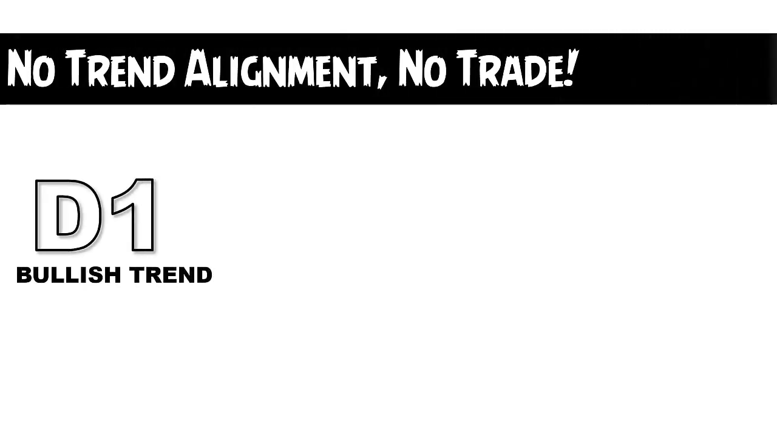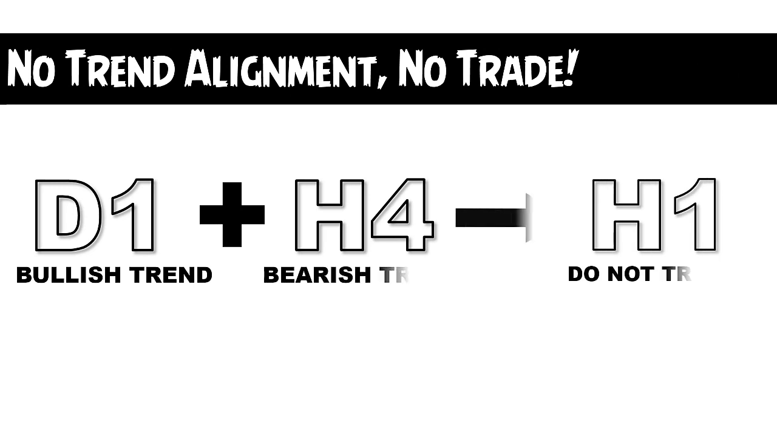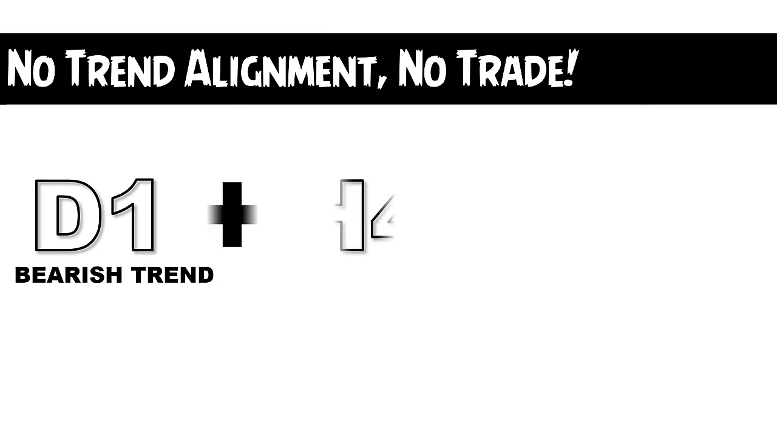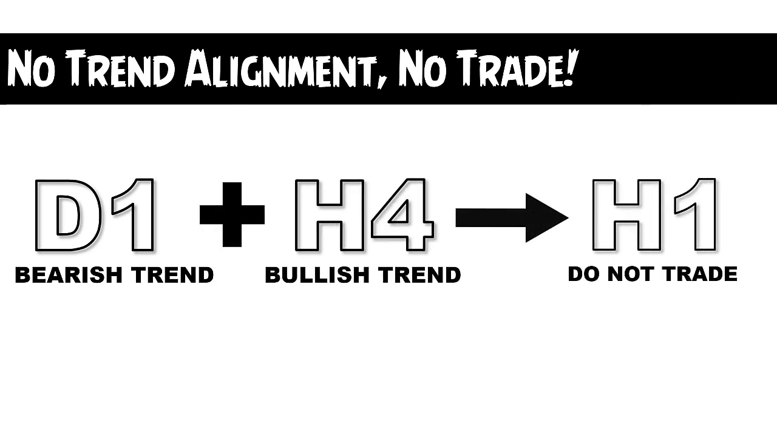However, if the direction of the trend on the daily time frame of a currency pair is bullish and the direction of the trend on the 4-hour time frame of that same currency pair is bearish, we're not allowed to crank down to the 1-hour chart of that currency pair to look for forex trade setups. In the same vein, if the direction of the trend on the daily time frame of a currency pair is bearish and the direction of the trend on the 4-hour chart of that same currency pair is bullish, we're not going to look for trade setups to take advantage of on the 1-hour time frame of that currency pair. So to put it in simple terms, no trend alignment, no trade. It's really that simple.